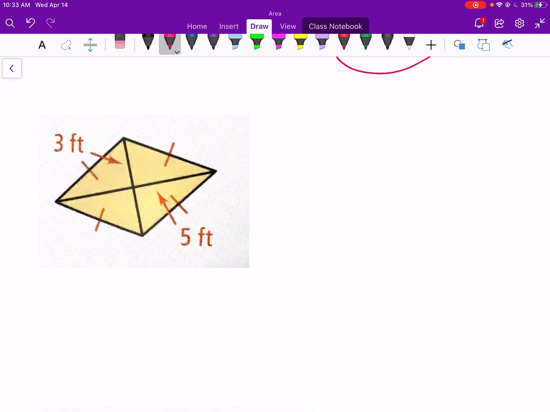So now we have a rhombus. Now remember, the diagonals of a rhombus, we know several things about them. We know that they are perpendicular. We also know they bisect each other. So if this segment right here is 3, that means this segment is 3. And if this segment right here is 5, that means this segment is 5.